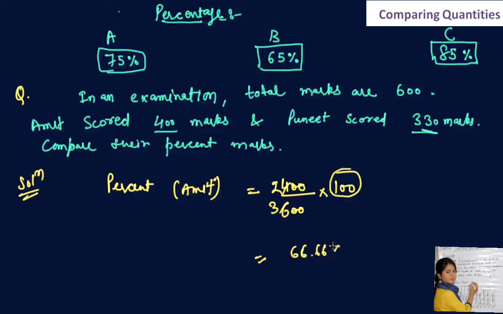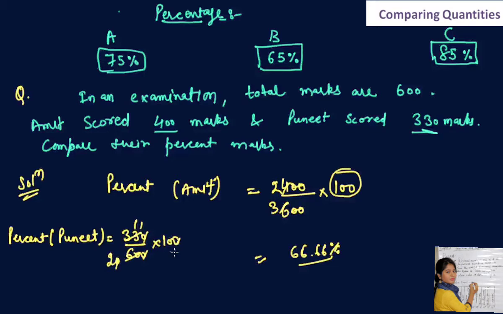And your final result is 66.66%. Clear what we have done? The formula is: obtained marks upon total marks into 100. Let's find for Puneet. So 330 upon 600 into 100. So 0 cancels by 0. 3 times 11 is 33. 3 times 20 is 60. And 0 again cancels. 2 cancels by 10, 5. 11 into 5 gives you 55%.